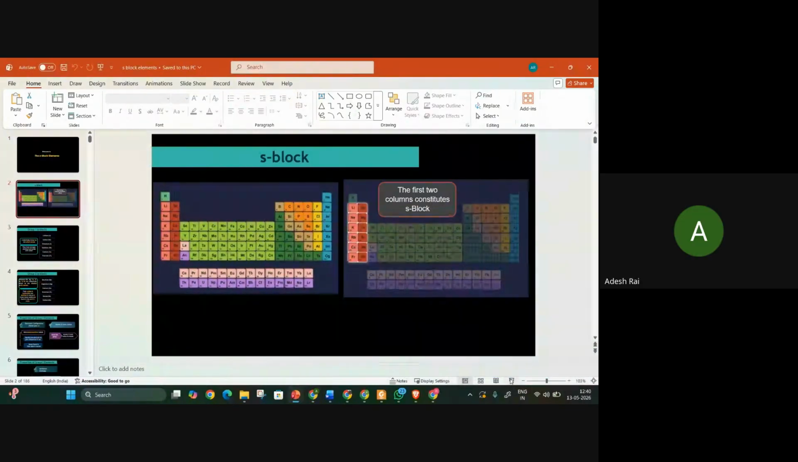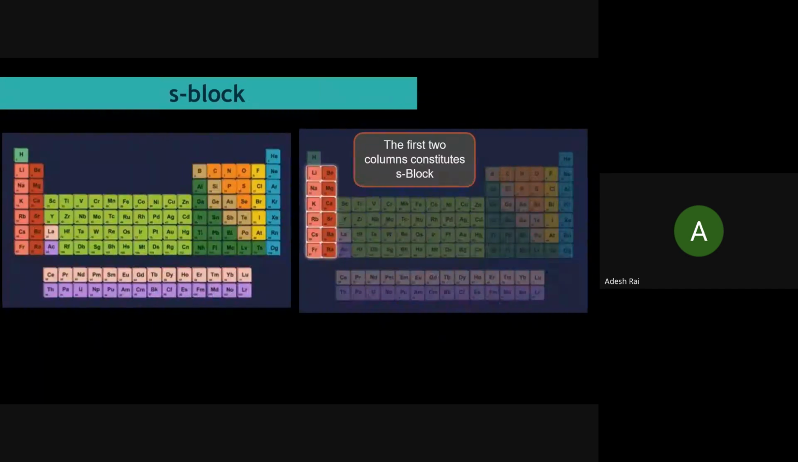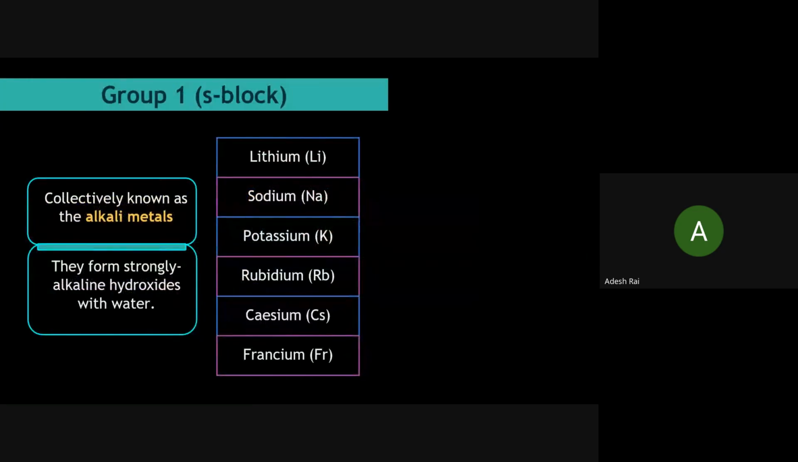So the new chapter that we are going to start is S block elements. How many groups are there in S block? Everyone knows how many groups there are. Two groups. What are those two groups? Group one and group two, right? Group one elements are called alkali metals and group two are called alkaline earth metals. That also we are aware of.